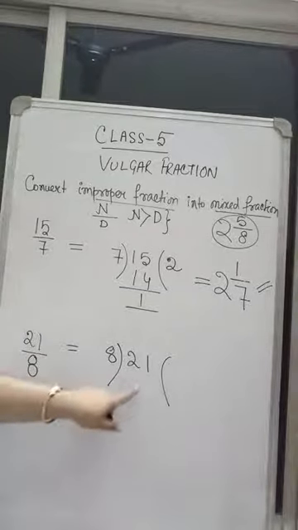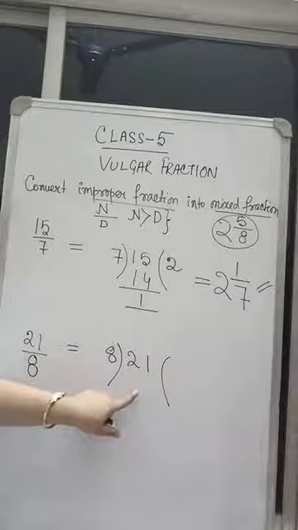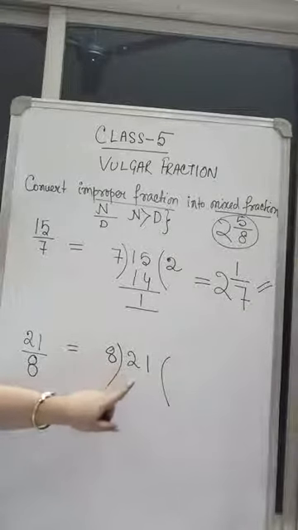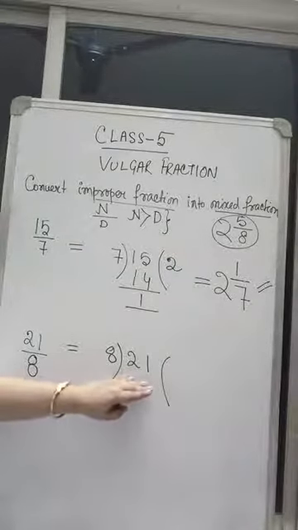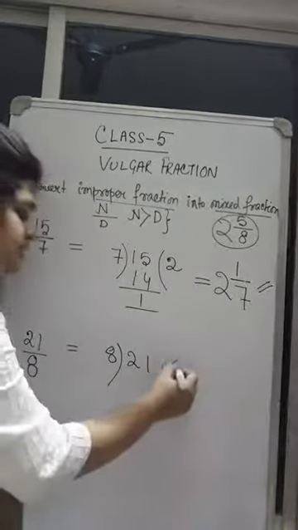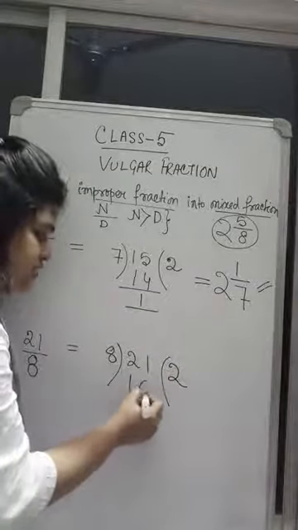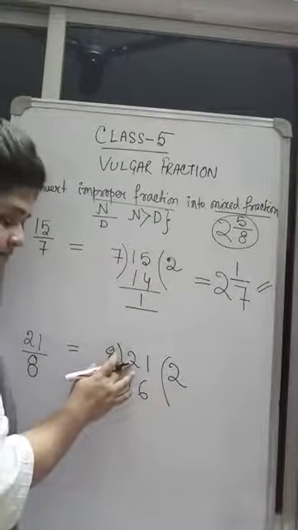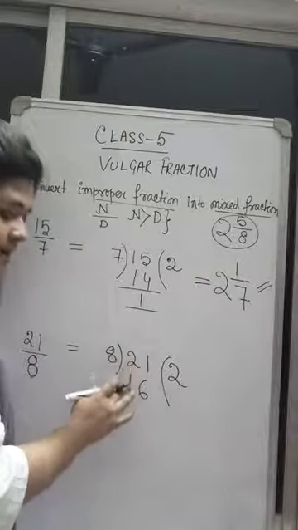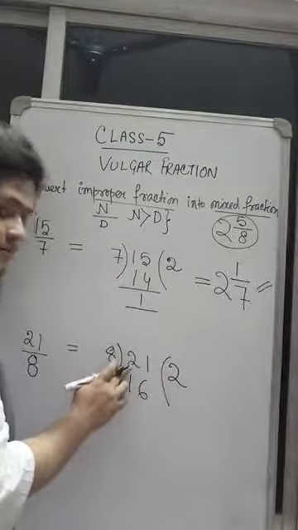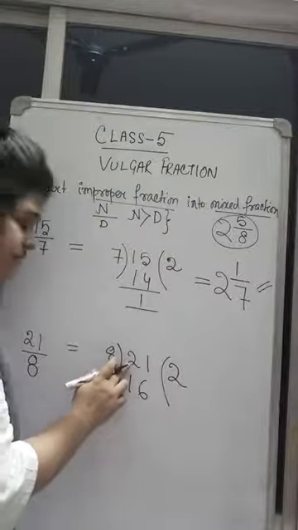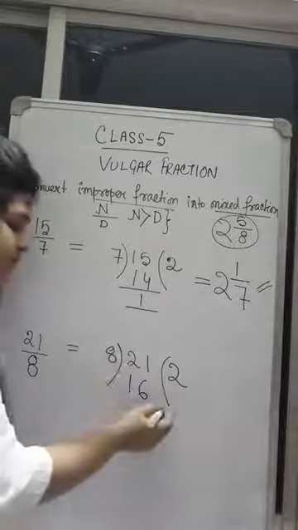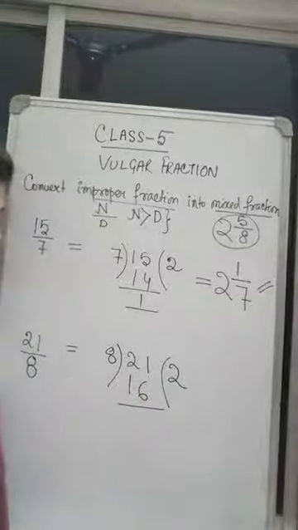Now 8 ones are 8, 8 twos are 16, 8 threes are 24. Now if I take 8 threes are 24, it exceeds the value 21, it is more than 21. So I need to take 8 twos are 16, which is nearest to the value given, that has to be divided. So we cannot take any value that exceeds the dividend, the value which has to be divided. So we take a number lower than that.